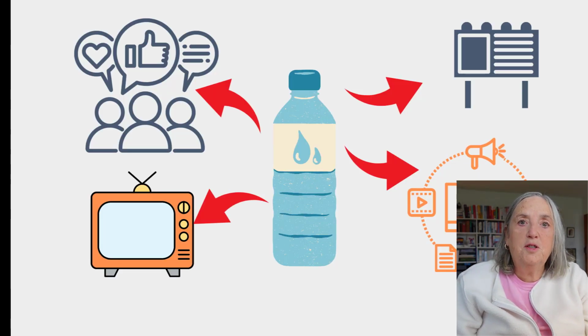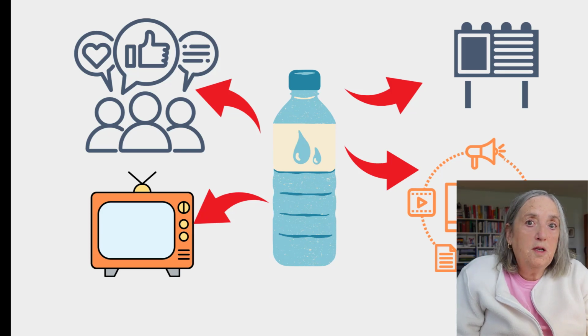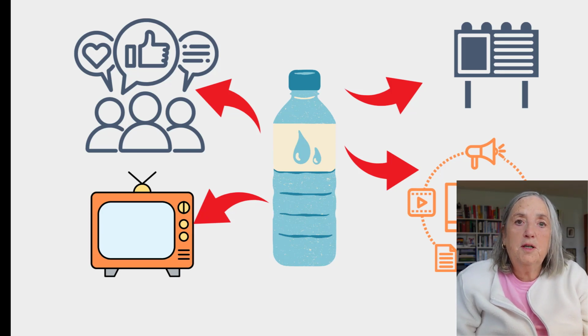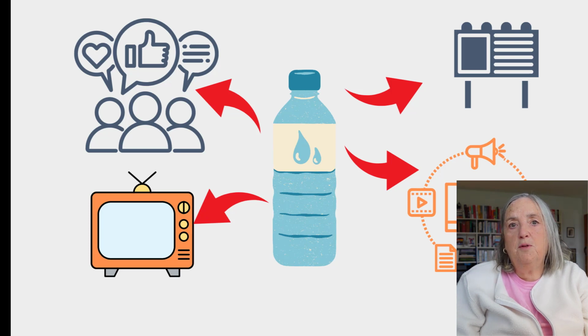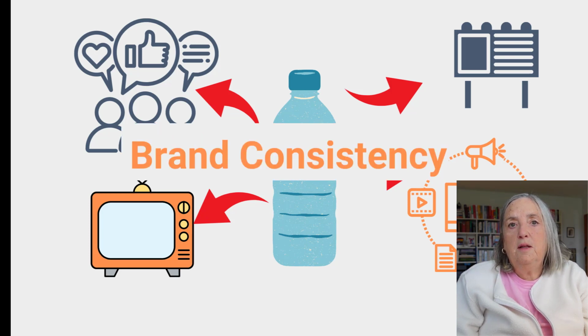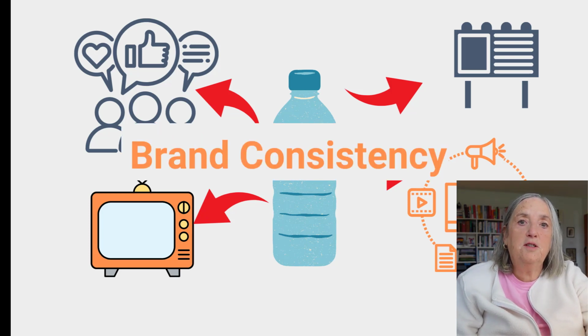A product, this is you have branding for water. This is a water product, and the product is advertised out on TV, out on social media platforms, on billboards and in print. And it's the same kind of message across these different platforms. Now this, of course, is brand consistency.